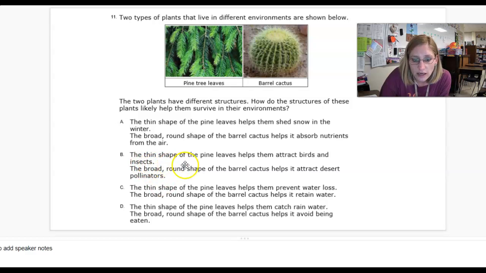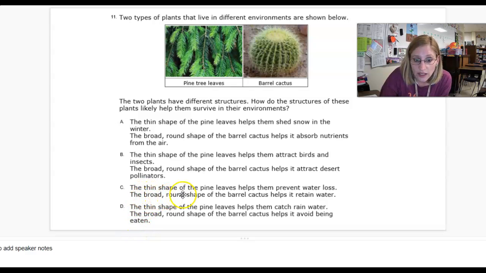The thin shape of the pine leaves help them attract birds and insects. That could be a possible answer. They might be able to help them with shelter. They might help birds and insects, but that's not going to be a structure, and that's where they get you. A structure is how the plants adapted, and that doesn't show an adaptation. So we're going to go ahead and cross that one off.